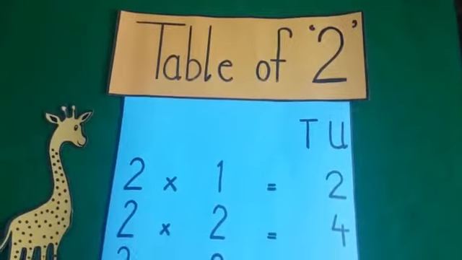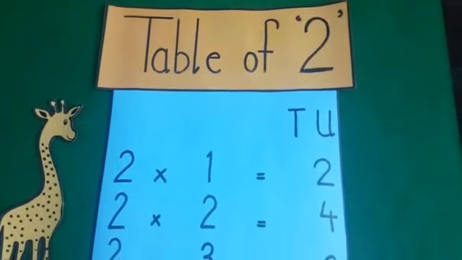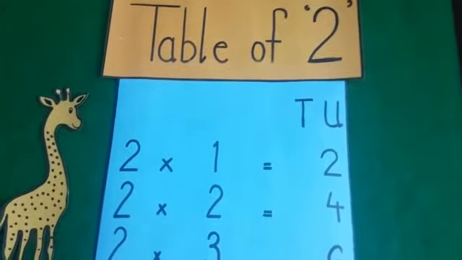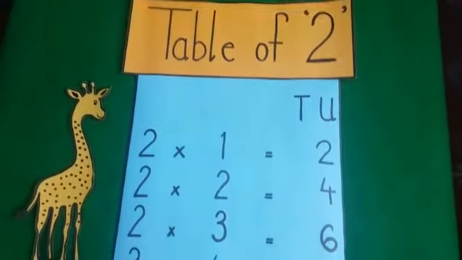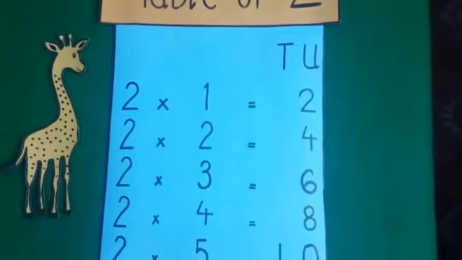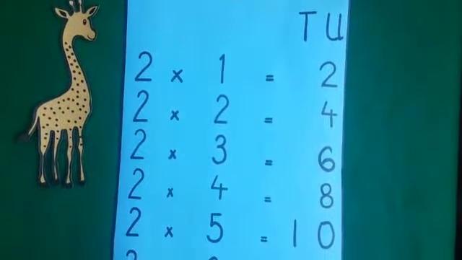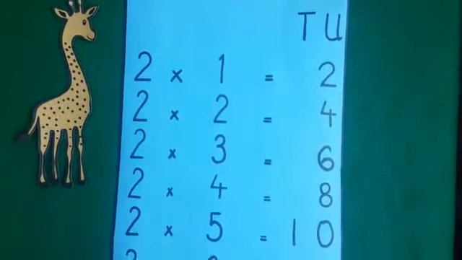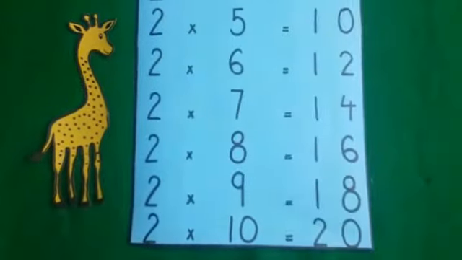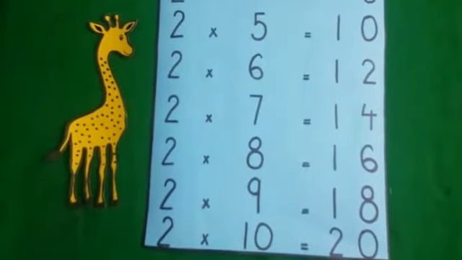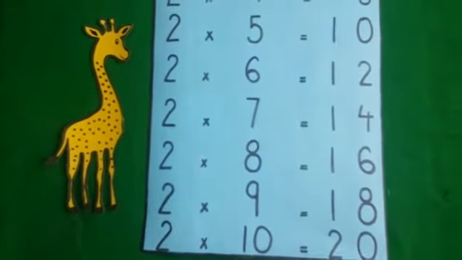Okay, so now let's revise the table of 2. 2 ones are 2, 2 twos are 4, 2 threes are 6, 2 fours are 8, 2 fives are 10, 2 sixes are 12, 2 sevens are 14, 2 eights are 16, 2 nines are 18, 2 tens are 20.